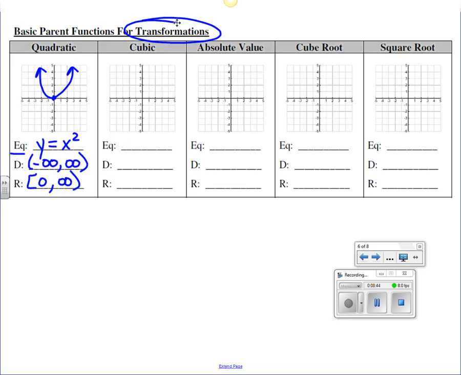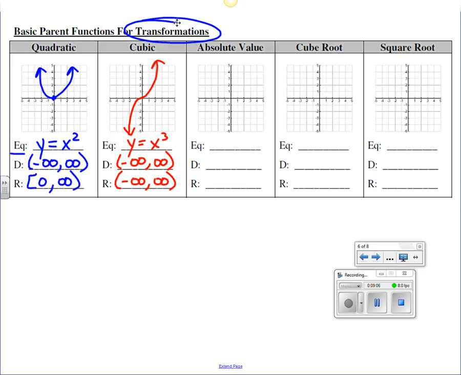All right, a cubic looks like this. And its equation is y equals x cubed. And the domain, it goes from left to right forever, -infinity to positive infinity. And the range, it goes from bottom to top forever, so -infinity to positive infinity.